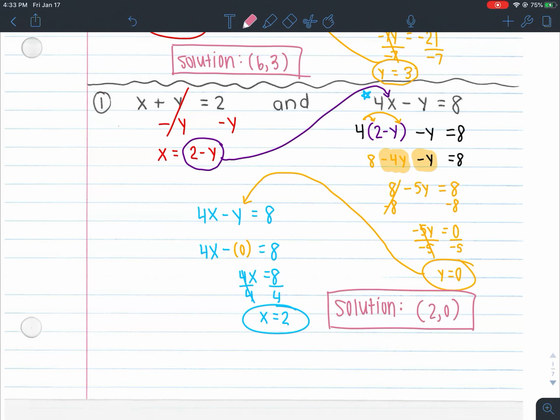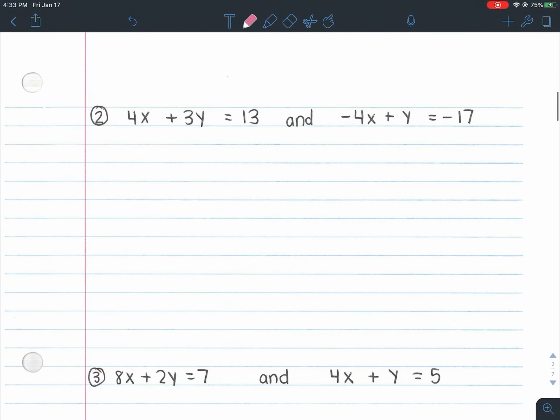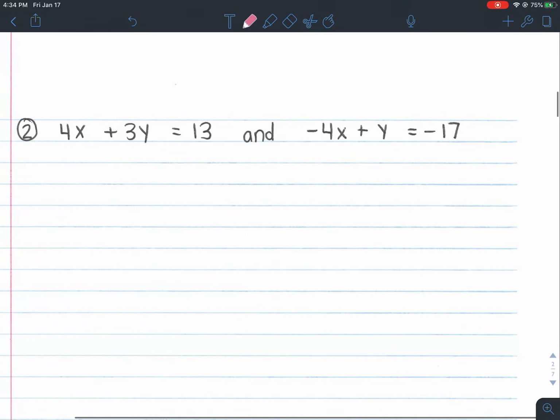Just double checking to make sure everything makes sense. Yep. Okay, moving on. Number 2, same process here. We're looking for an equation that already has a variable by itself. You want to get the variable that just has a positive 1 in the front. Here I notice that this y is already by itself, so that's the thing I want to get by itself first.